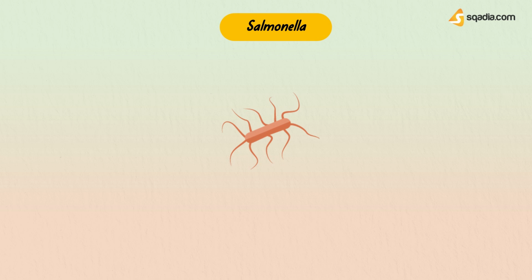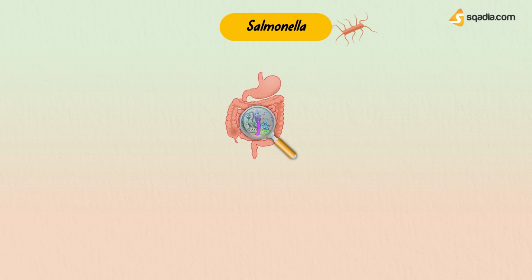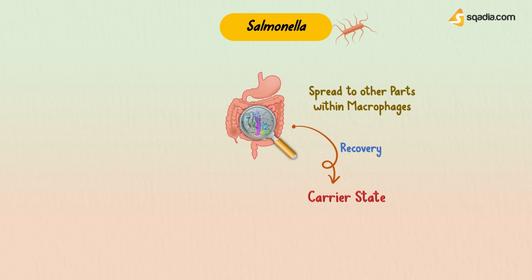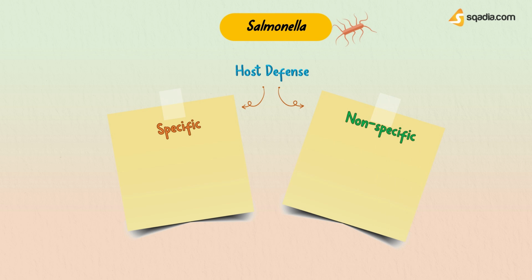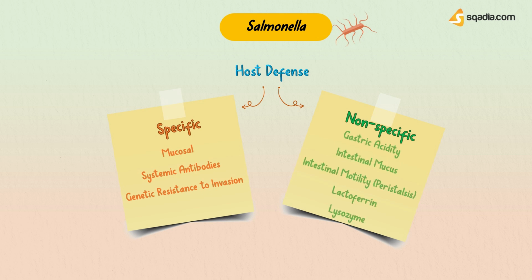Salmonella, one example being Salmonella typhi, infects the intestine, but can survive and spread to other parts of the body within macrophages. Recovery after infection may lead to a carrier state. So, to protect us, our body chooses both specific and non-specific host defenses to be active against Salmonella. The specific defenses consist of mucosal and systemic antibodies and genetic resistance to invasion, while non-specific defenses consist of gastric acidity, intestinal mucus, intestinal motility, peristalsis, lactoferrin, and lysozyme.